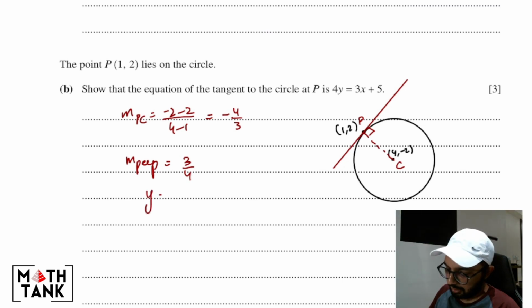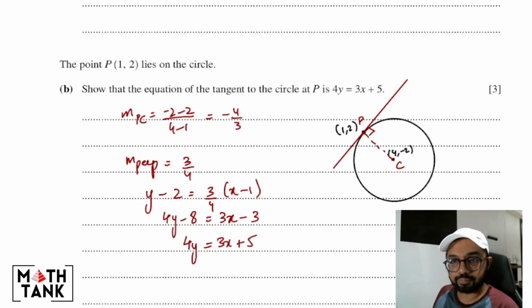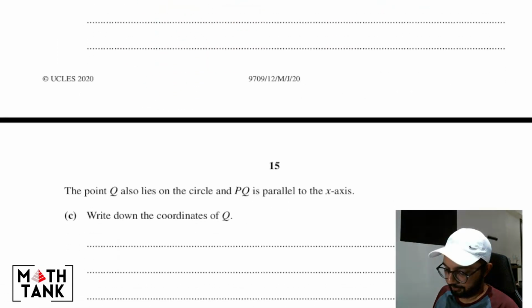Then I can quickly create an equation, y minus y1 equals 3 over 4, x minus x1. So I get 4y minus 8 equals to 3x minus 3. 4y equals to 3x plus 5. And that's what the question wanted. So pretty simple so far.